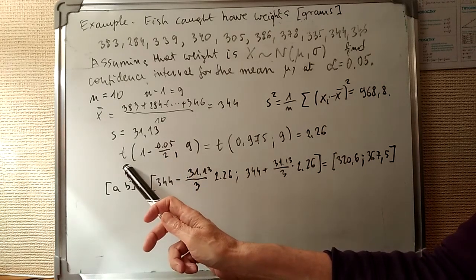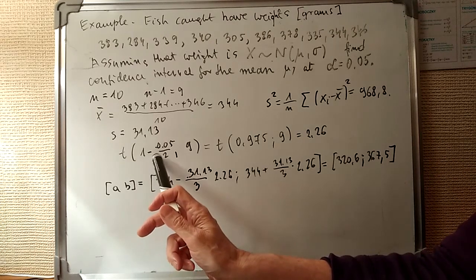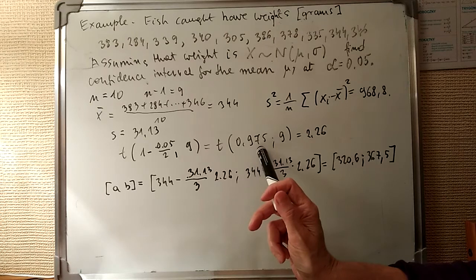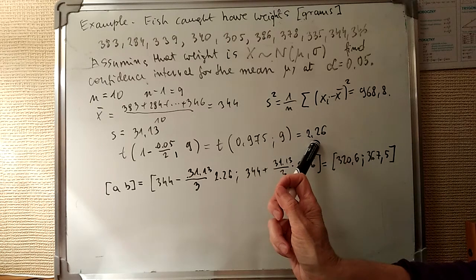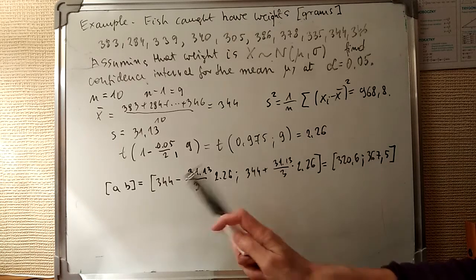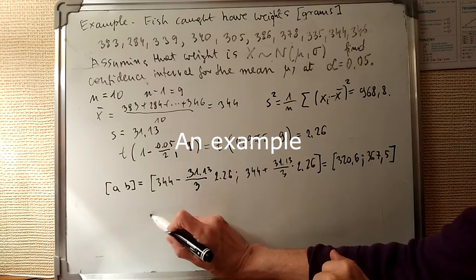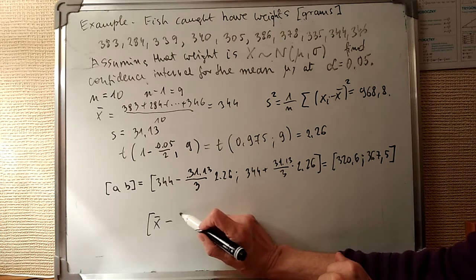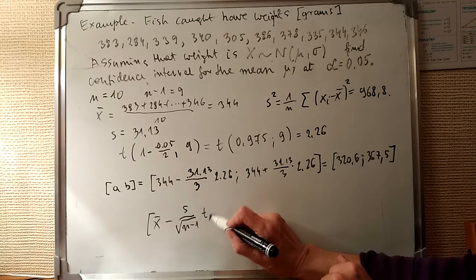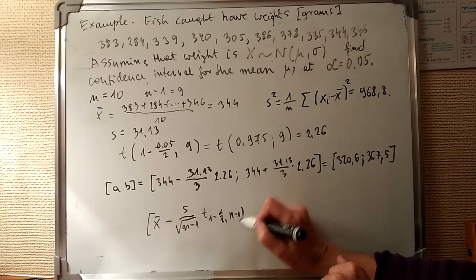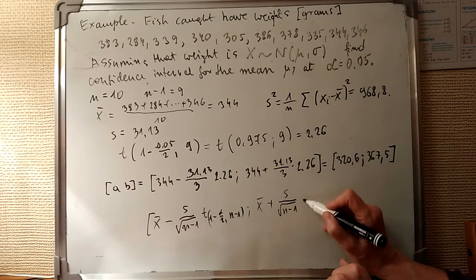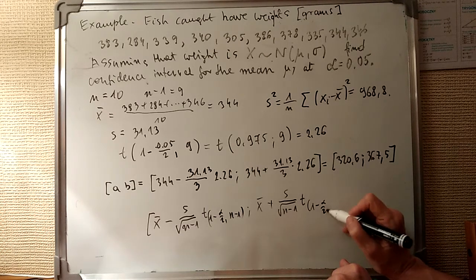So s is 31.13. The value of the t distribution at 1 minus 0.05 by 2 with 9 degrees of freedom, t of 0.975 with 9 degrees of freedom, we read from the table. It equals 2.26. Now we substitute into the formula for the confidence interval. So the confidence interval is x dash minus s divided by square root of n minus 1 times t of 1 minus alpha by 2 and n minus 1, and the same with plus: x dash plus s by square root of n minus 1 times t of 1 minus alpha by 2 and n minus 1.